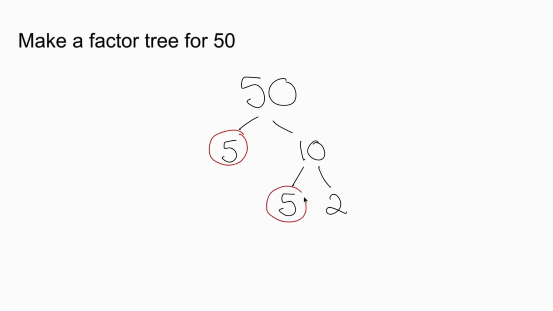I already know 5 is prime. 2 is prime because I can only divide 2 by 1 and 2, so I'm going to circle you. Now that our branches are done and I have nothing but circled numbers, I am done my factor tree. And what this means is 5 times 5 times 2 is going to be 50.